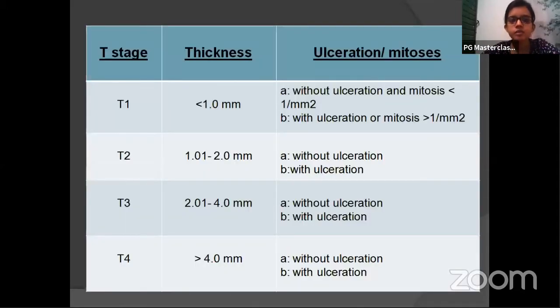This is the TNM staging. T1 is thickness less than 1 millimeter. Further, it is differentiated into A and B. A is without ulceration and mitosis less than 1 per millimeter square. B is with ulceration or with mitosis more than 1 per millimeter square. T2 is 1 to 2 millimeters in size with or without ulceration. T3 is 2 to 4 millimeters in size with or without ulceration, and T4 is more than 4 mm in size with or without ulceration.